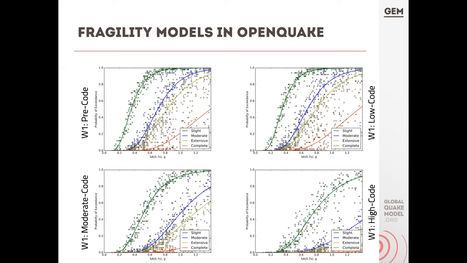Now the four plots are showing differences in the level of seismic ductility, because these represent the same structure but designed according to different levels of seismic ductility requirements from different seismic design codes. So you can see that the pre-code fragility functions predict much higher damage for the same ground shaking compared to the high code functions, which seem to be very difficult to collapse.